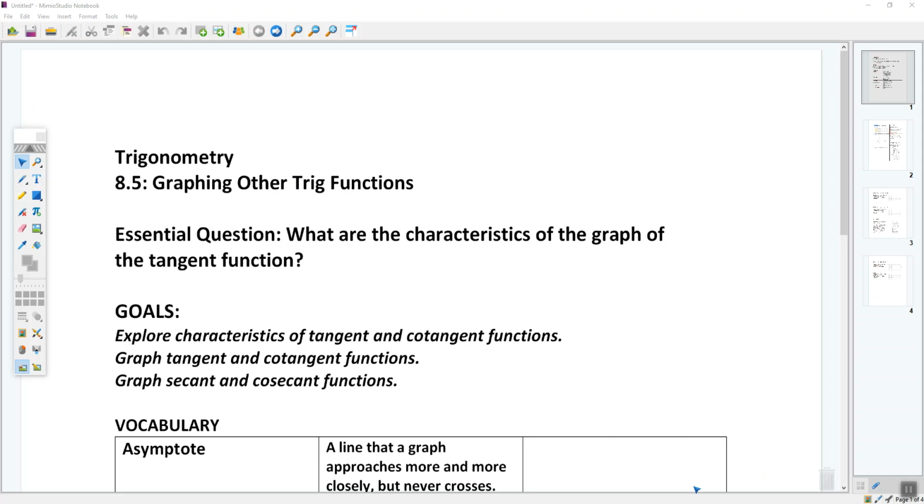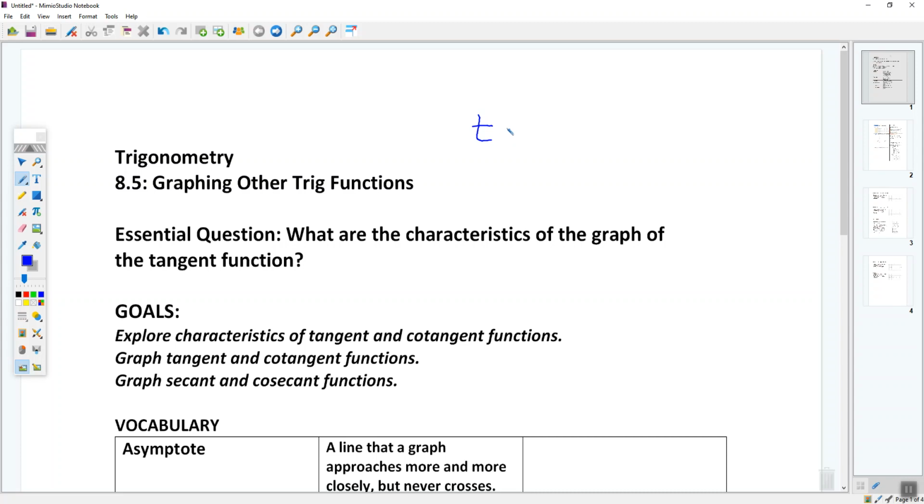So guys, we had spent the last section looking at the graphs of sine and cosine functions and how they're periodic functions because they cycle over and over. And kind of the same thing today. We're going to look at graphing the other trig functions. So we've gotten sine and cosine taken care of. What haven't we talked about yet?